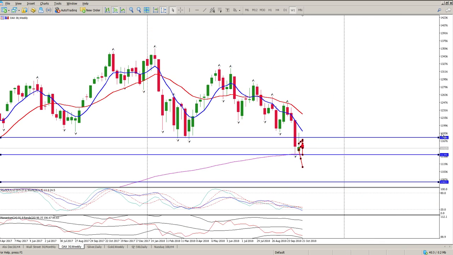However, the current measured move, so this flag here, pretty much takes us to the 200 weekly moving average. So I'd expect some kind of a bounce here again.